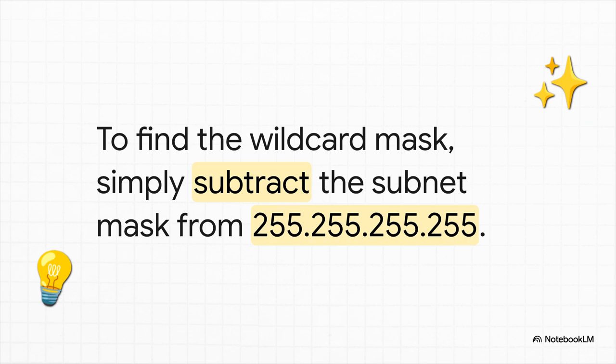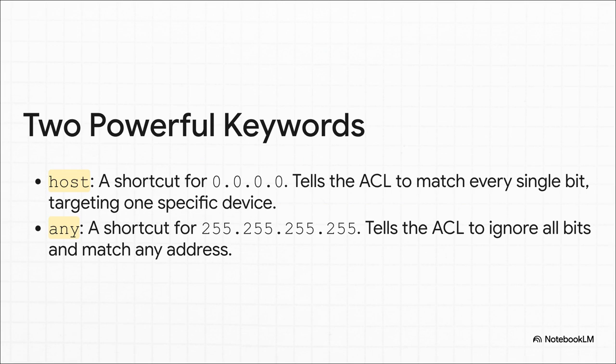And hey, want to know a little pro tip to make your life way easier? If you need to figure out the wildcard mask for a subnet, just take 255.255.255.255 and subtract the subnet mask. So for a really common /24 network, the subnet mask is 255.255.255.0. The wildcard mask is just 0.0.0.255. See? Super simple. To make writing these rules even faster, we get two really powerful keywords.